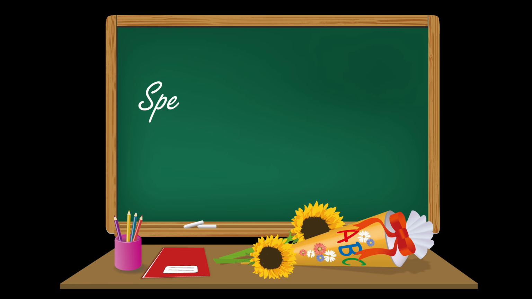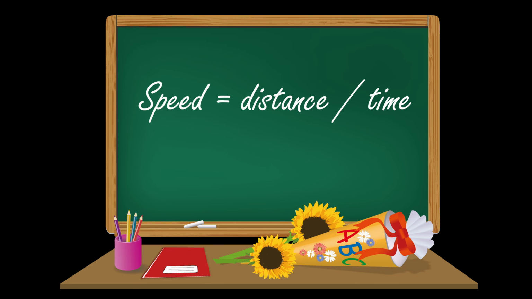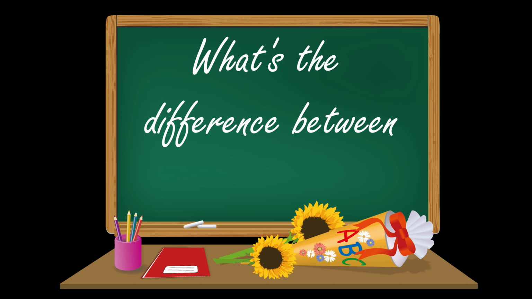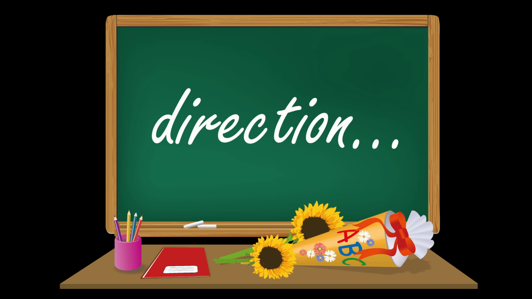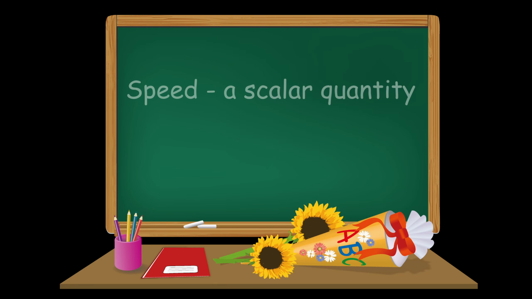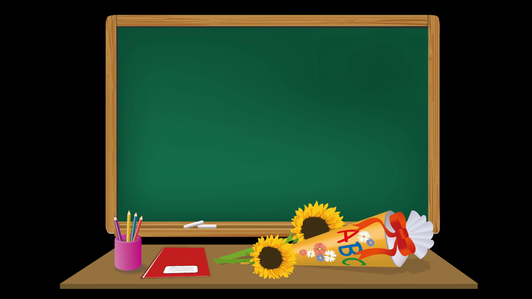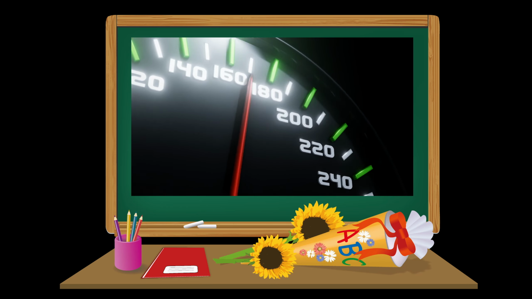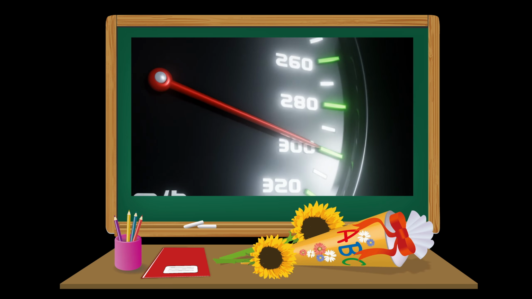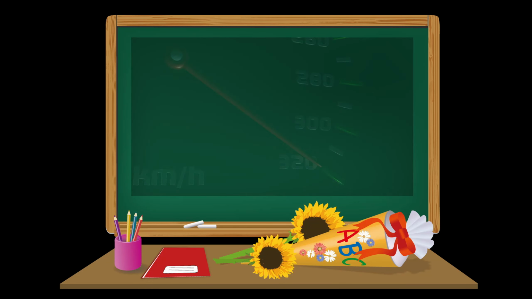You may recall from middle school that speed is defined as distance divided by time. So what's the difference between speed and velocity? The crucial distinction is direction. Speed is a scalar quantity. It tells you how fast something is moving, but not where it's going. For example, your car's speedometer shows your current speed, but it doesn't care whether you're heading north or south.